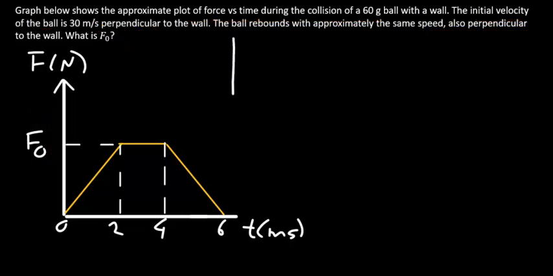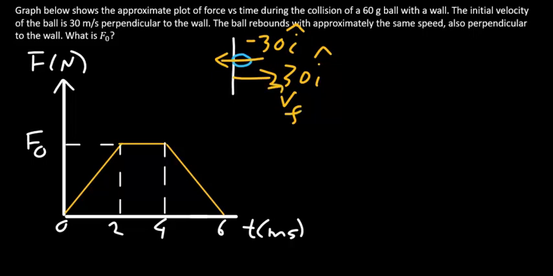So let's assume that is the wall, and you have this ball hitting that rigid wall like that initially. So obviously the velocity is minus 30 i hat meters per second, and then it rebounds with the same speed in the opposite direction, so 30 i hat is the final velocity. So minus 30 is the initial velocity. So we can apply the momentum impulse theorem here, where impulse equals the change in momentum.